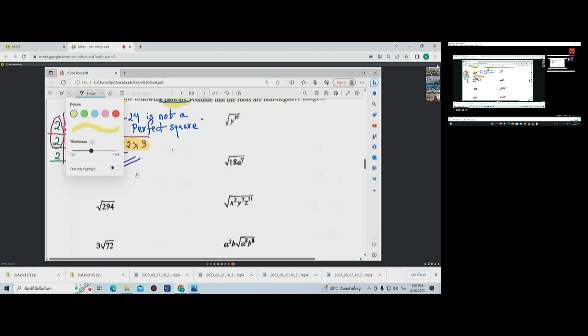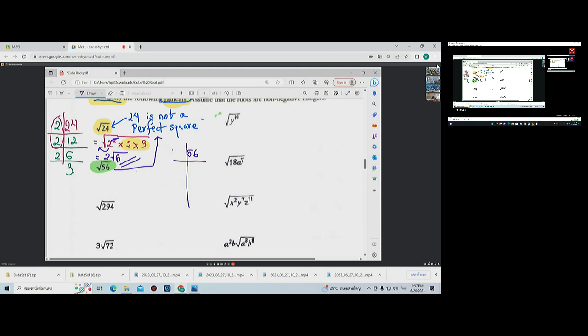Okay, next question. Let's practice more. What is this? How do you read it? Root 56. How do you read it? Root 56. Now, root 56 is also not a perfect square, right? It is also not a perfect square. So, root 56 we again factorize. Factorize by what? 2, 3, 7, 5.